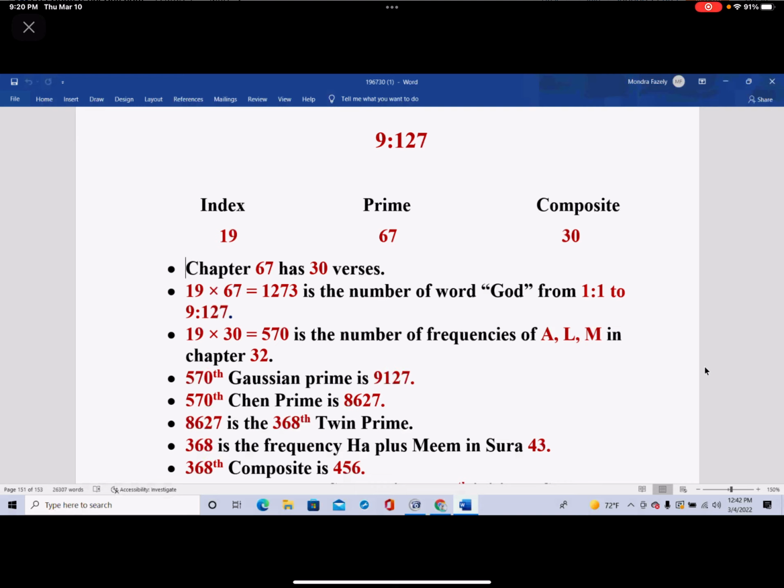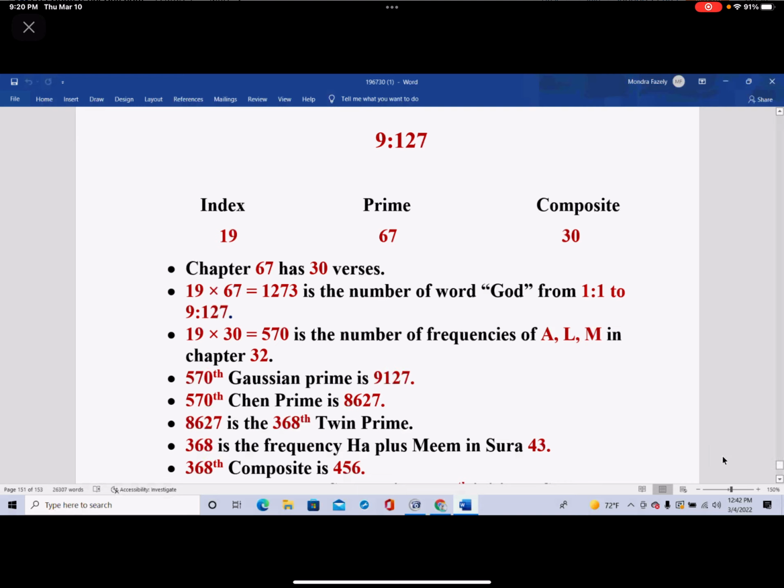Chapter 67 has 30 verses. This is physical fact. 19 times 67 is 1273. That's the number of word God from 11 to 9127. You can verify that because we have that in our translation, so you can actually follow it on those numbers that we have there. It tells you what the frequency of the word God is in 9127, and you see it's 1273. So that's where it's coming from. That's how it's generated. Okay. 19 times 30 is 570, which is the number of frequencies of Aleph plus Lam plus Mim in chapter 32 in the Quran. We just read that chapter. Okay, so that's where it's coming from.